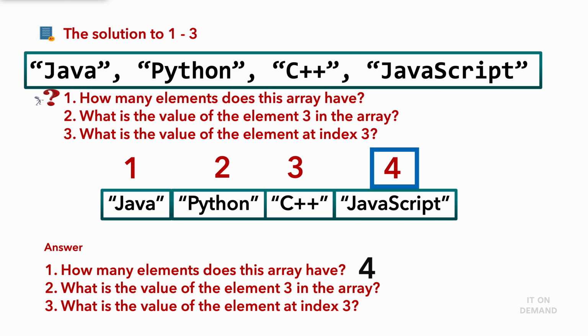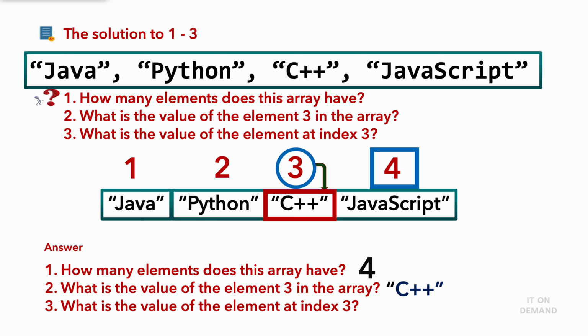Let's go to the next question. What is the value of the element 3 in the array? Now, we want to look at element 3 and look at what the value is. And so we know what element 3 is. That's the third element. That's element 3. But what's the value there? That's C++. And so we say the answer to the next question is C++.